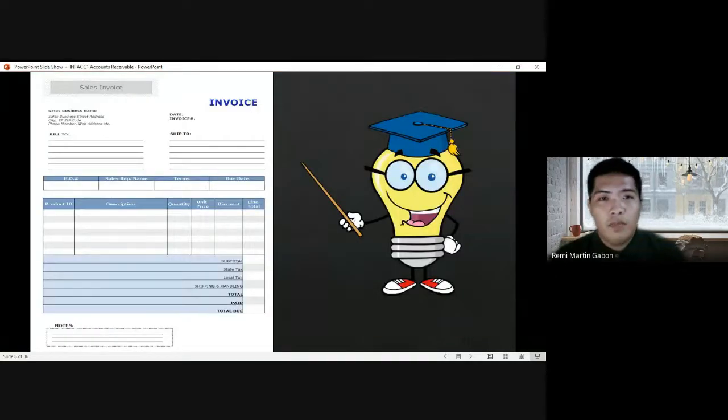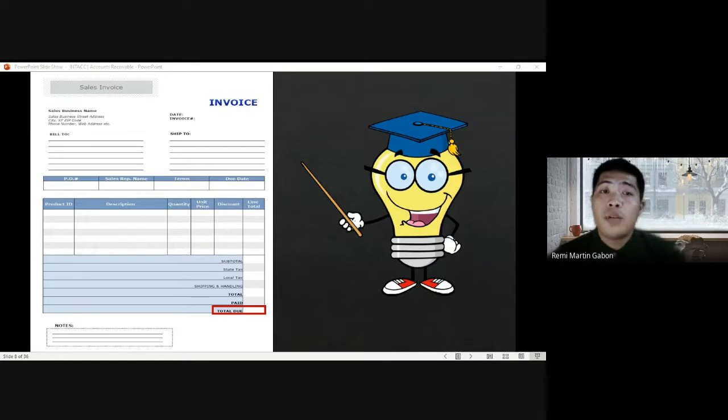So this is an example of an invoice. Invoice may differ from one supplier to another. The portion I referred to earlier where we can find the amount to be regarded as the original invoice price is the total due. The amount found on that portion is the total due. A sales invoice on your part is a billing to your customer. The amount in the total due is your accounts receivable as a seller. But for the buyer, it is an accounts payable.